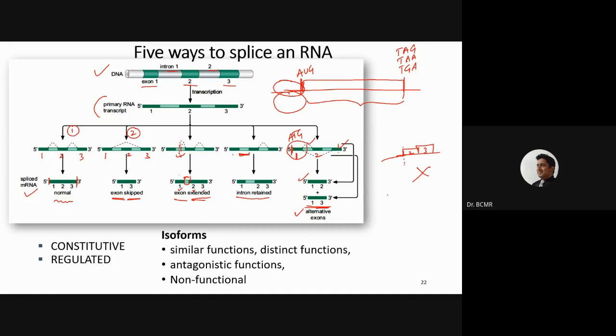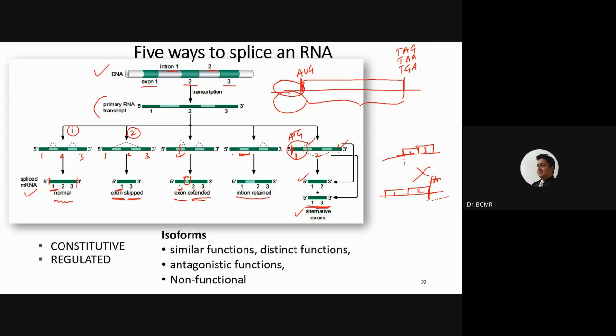Similarly, if splicing happened between exon 1 and exon 2, and there is no stop codon here, then the ribosome might end up translating further until it encounters a stop codon. At that time, also, you might have a dysfunctional protein. May have it. So I hope you understand that in all the cases, exon 1 is included.